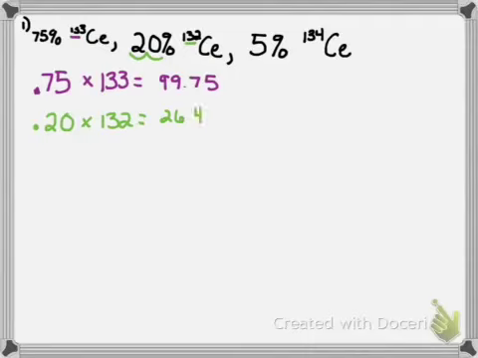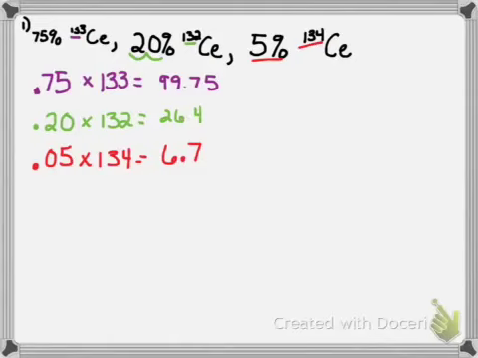And now we're ready for our last isotope, which is, I'm sorry, 134 cesium. 134 cesium at 5% is going to give us 0.05 times 134. Multiplying those values together gives us 6.7.